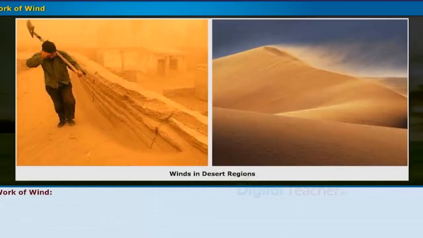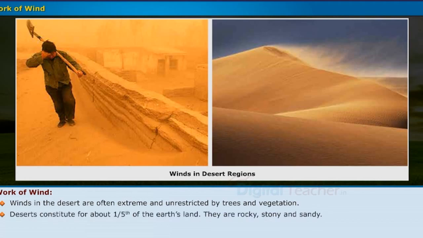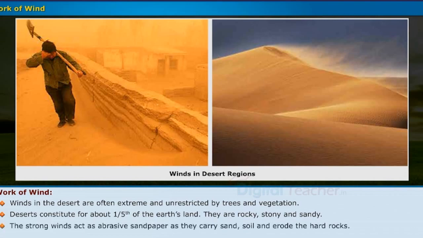Now, let us see the influence of wind on the lithosphere. Winds in the desert are often extreme and unrestricted by trees and vegetation. Deserts constitute about 1/5 of Earth's land. They are rocky, stony, and sandy. The strong winds act as abrasive sandpaper as they carry sand and soil, and erode the hard rock. Especially in the desert regions, the wind creates many interesting erosions and depositions.